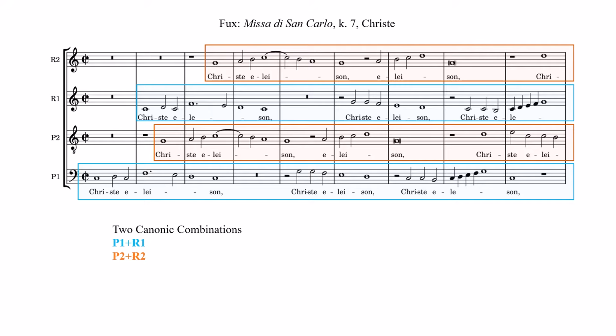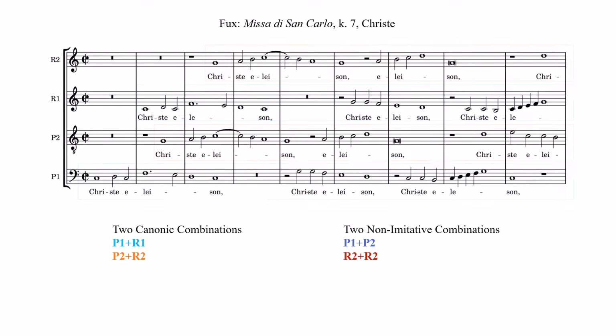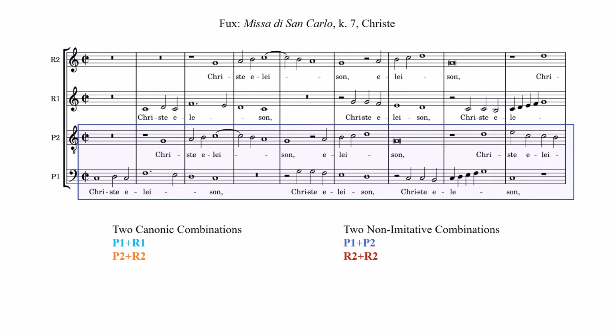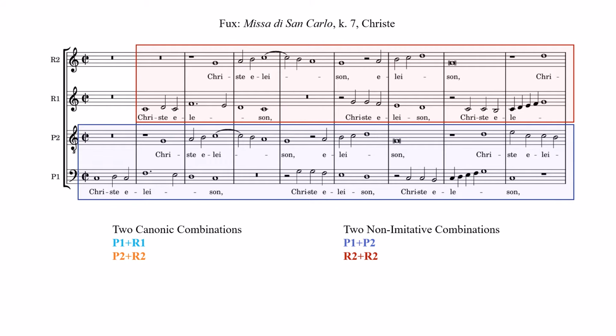It would be just as true to view the four voices as two non-imitative combinations, a purple combination of both proposta voices, and a red combination of the two risposta voices. This alternate way of slicing things is useful because it allows us to construe the purple combination as an original and the red combination as its derivative under some form of movable counterpoint.